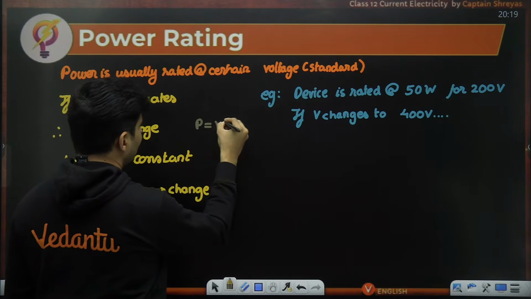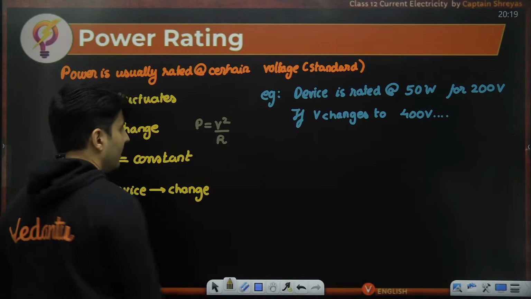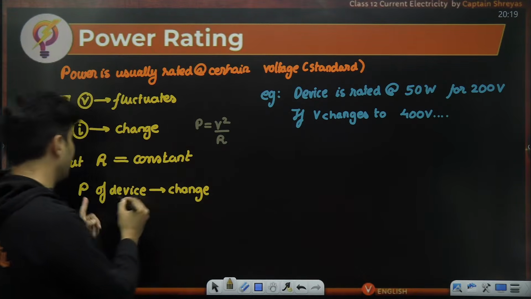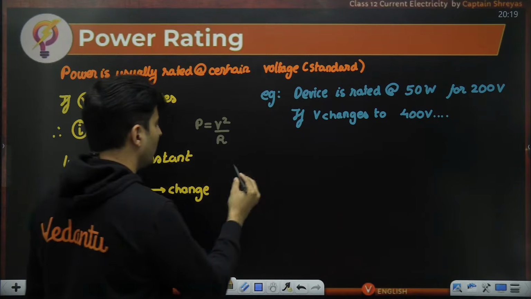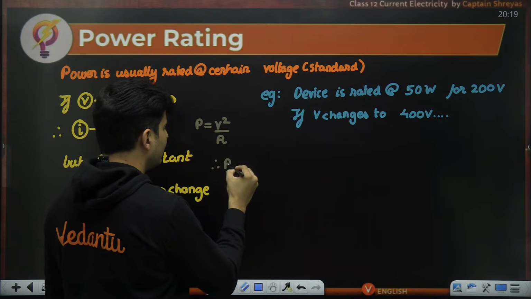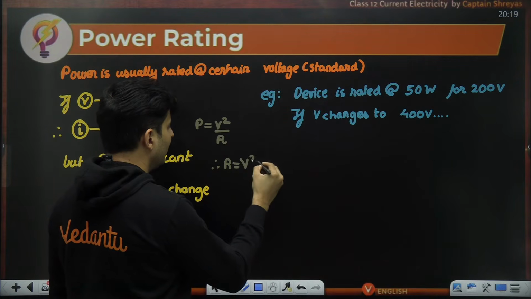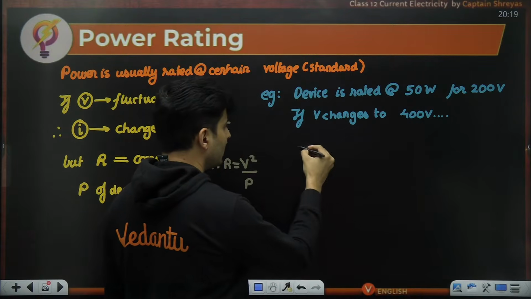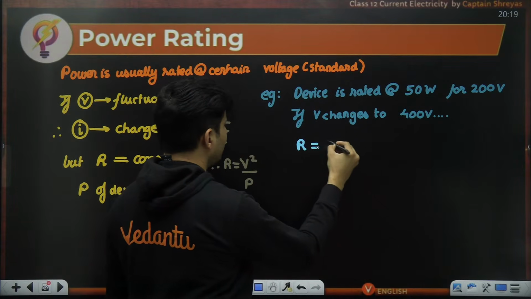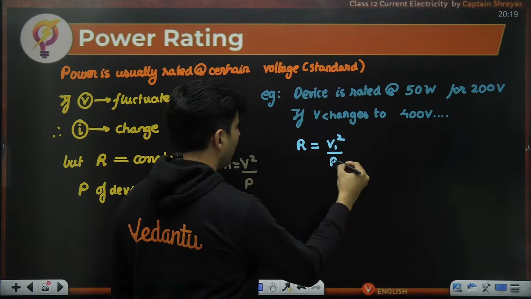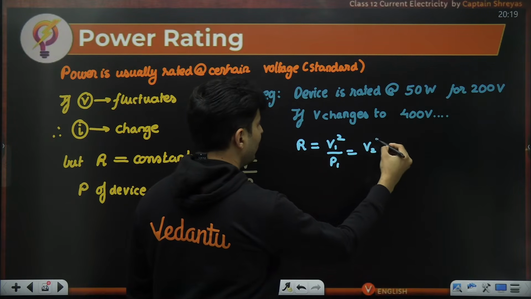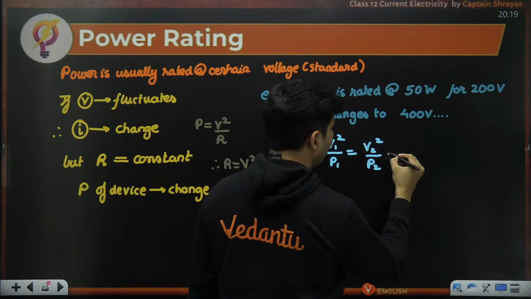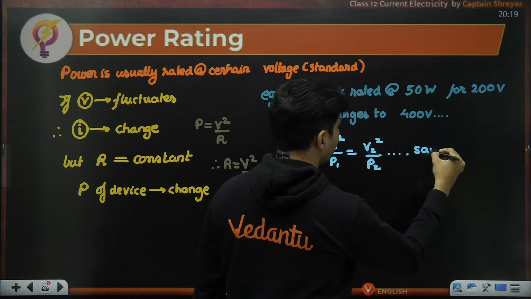Power is nothing but V square divided by R. So this formula tells us that if voltage changes, power will change, but the resistance will definitely not change. Therefore, resistance is nothing but V square divided by P. Since the resistance will not change, I can say resistance will be V1 square by P1, which is also the new voltage square by that new power. This will definitely remain the same.